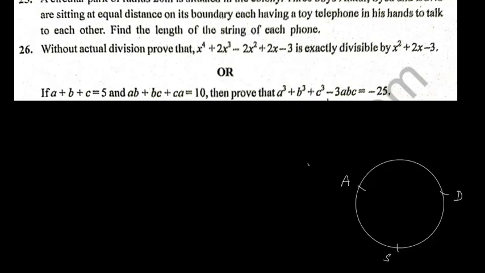Now if I join, I will get a triangle like this. This triangle is an equilateral triangle, as each side is going to be equal. They are at equal distance, so if the arcs are equal, the chords will also be equal. Now the radius is 20. From this point S, if I draw a perpendicular, it is going to pass through the center of the circle. This is center O. I have to find the length of AD.